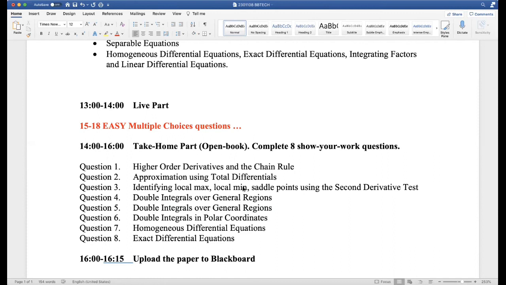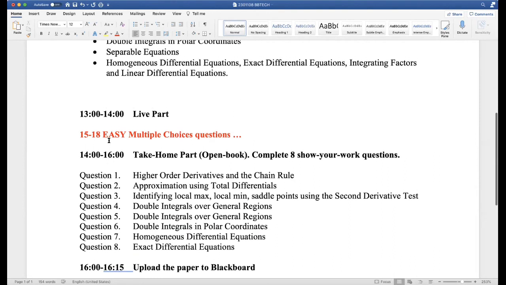Sounds good? Or anything else? Any question? So for the multiple choice part, you do not need to be worried. It's just super easy, trust me. It's just the one that you can answer in 1 or 2 minutes. When you read the question, you're supposed to answer quick.